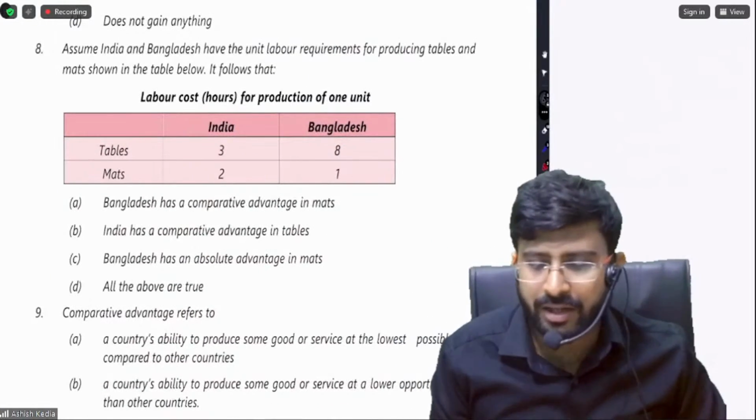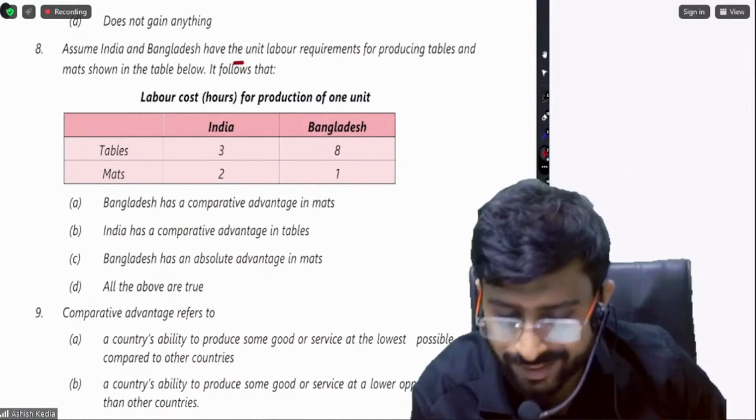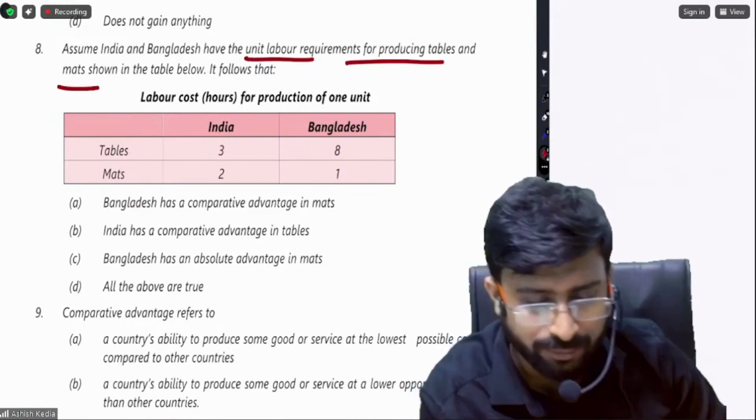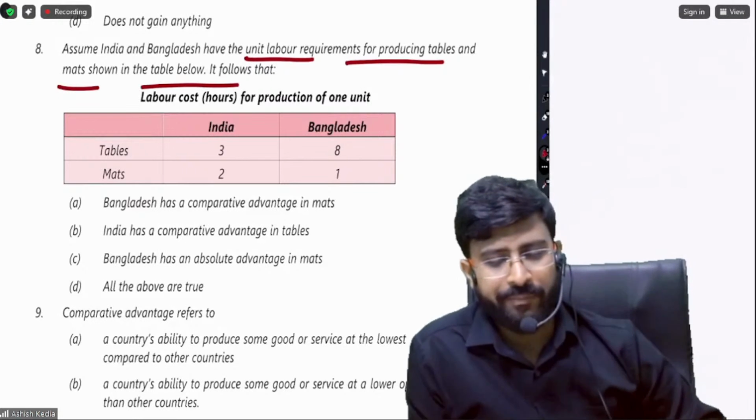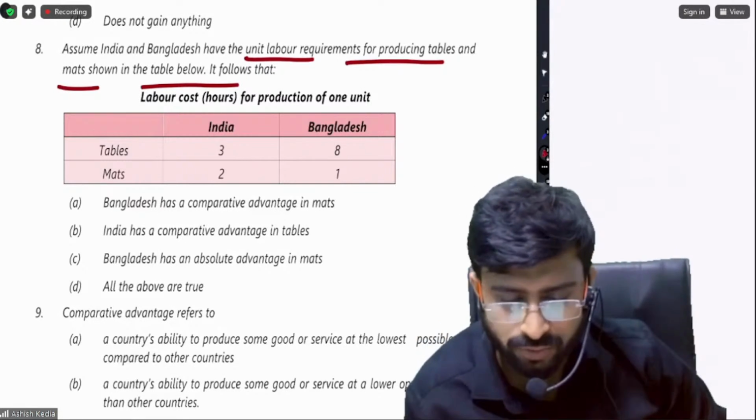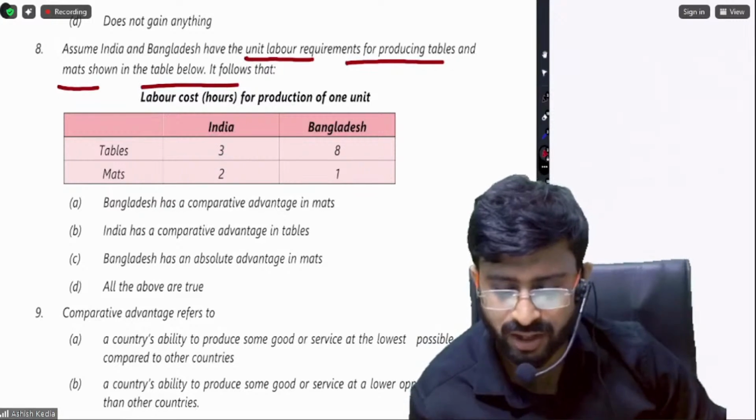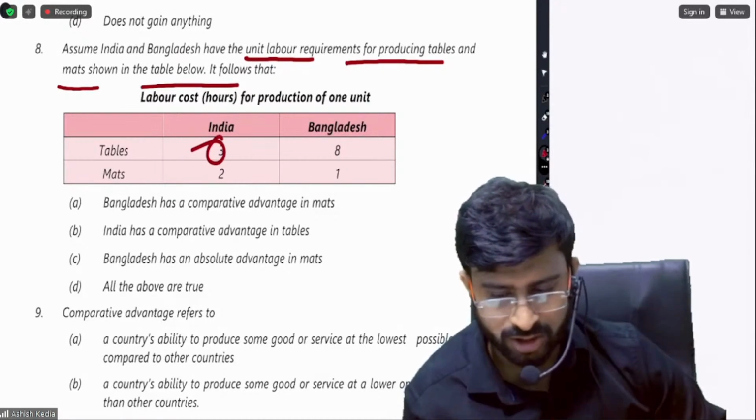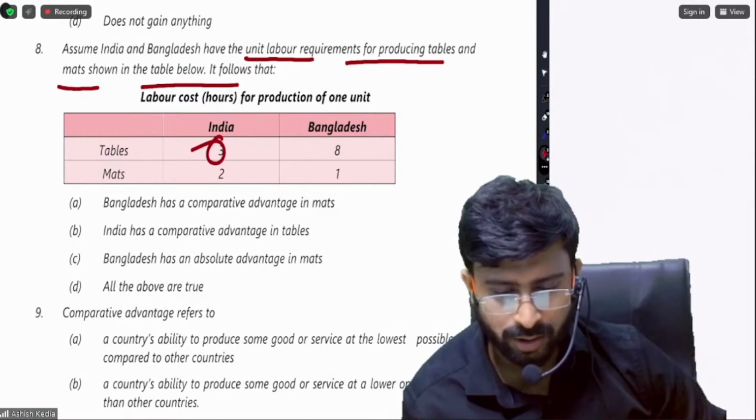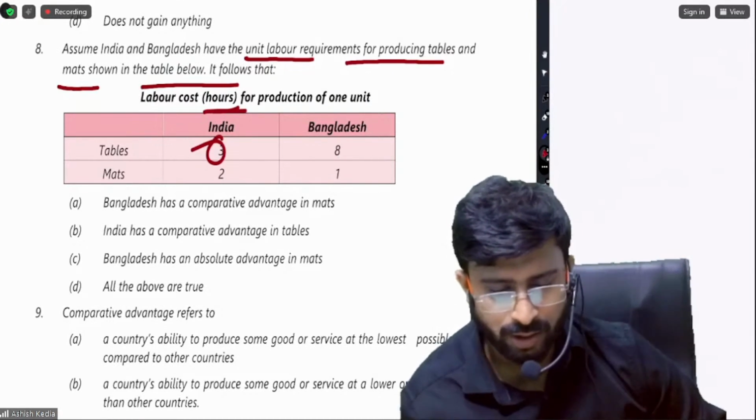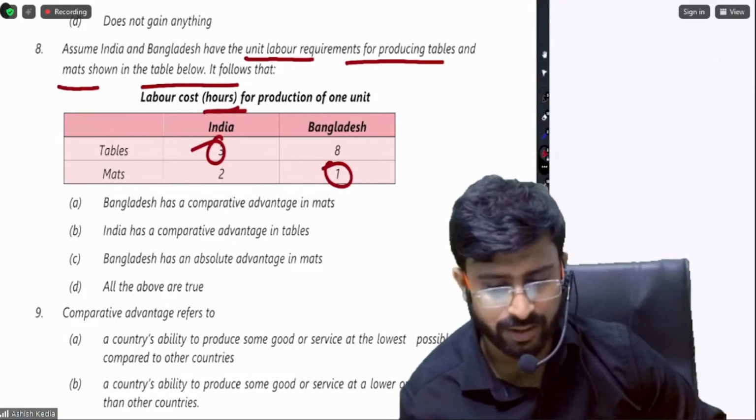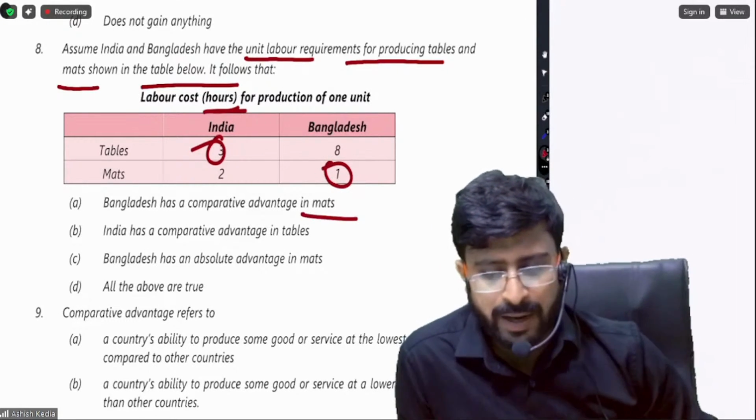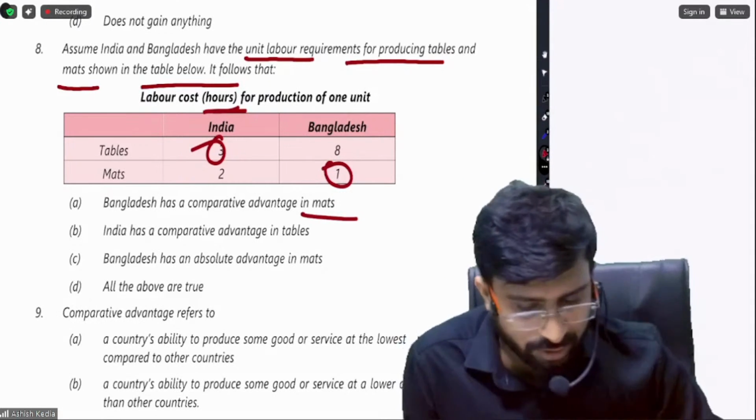Assume India and Bangladesh have the unit labor requirements for producing tables and mats shown in the table below. It follows that labor cost for producing 1 unit of table in India is 3, while in Bangladesh is 8. So cheap, but here labor cost in hours, okay, but here it is 1. So here Bangladesh has advantage. It follows that Bangladesh has comparative advantage in mats, that's true.